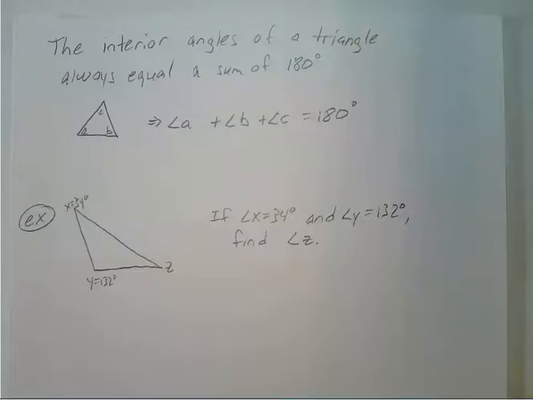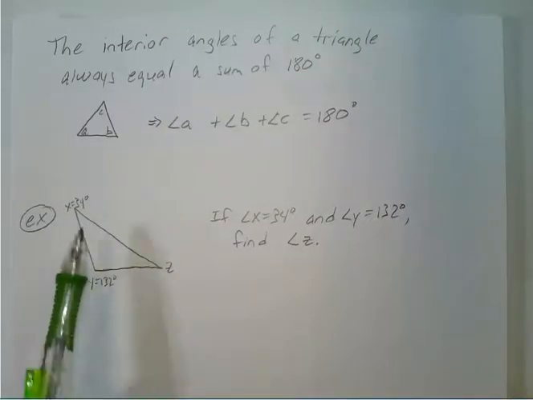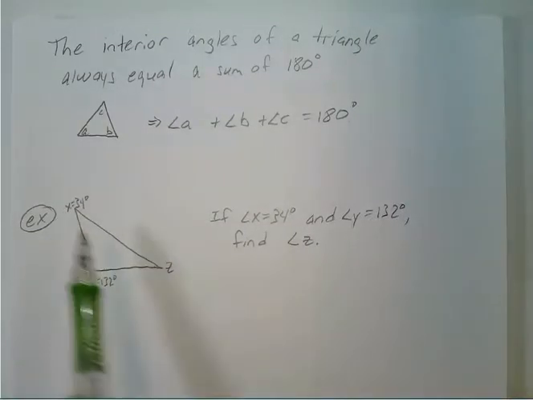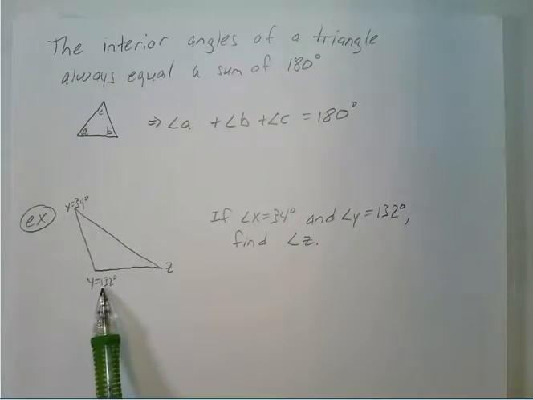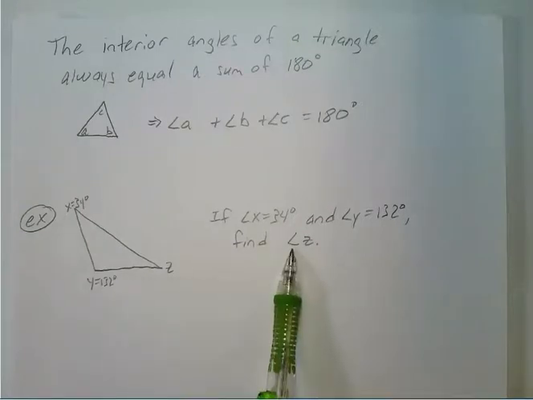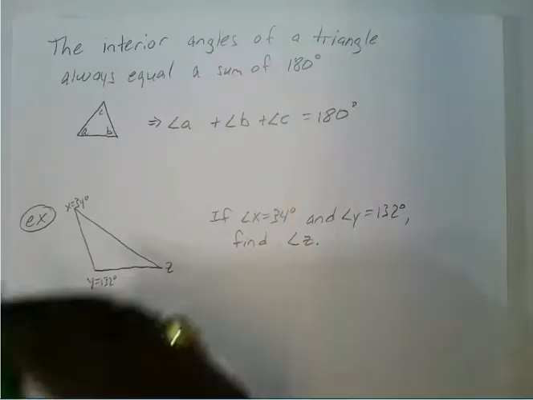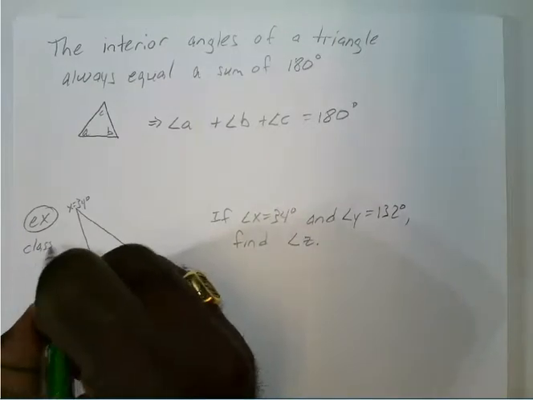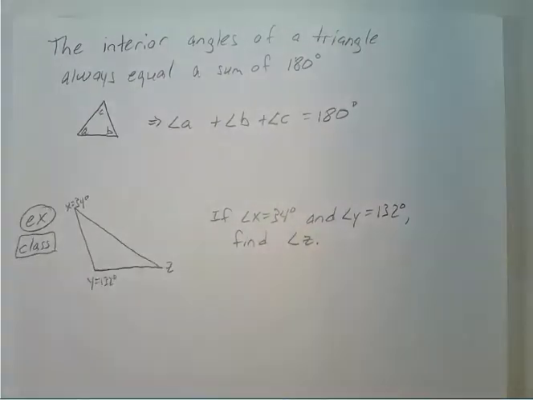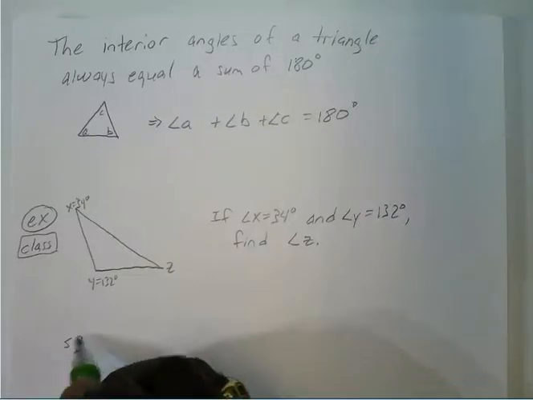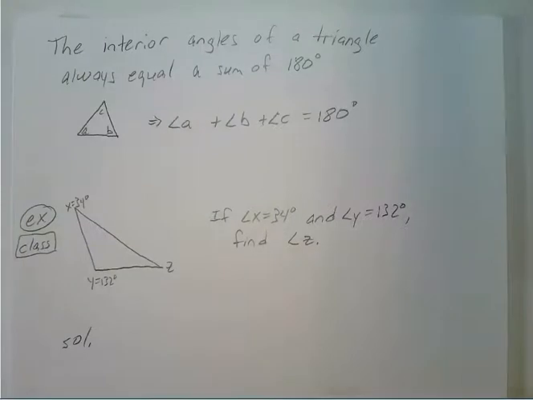Okay, so for example, let's say for this triangle, angle X is 34 degrees and angle Y is 132 degrees. Let's find angle Z. Okay, so actually I want you to press pause and try to find this one on your own. All right, so I'm assuming you've paused it and you've worked it out. Let's go ahead and verify.